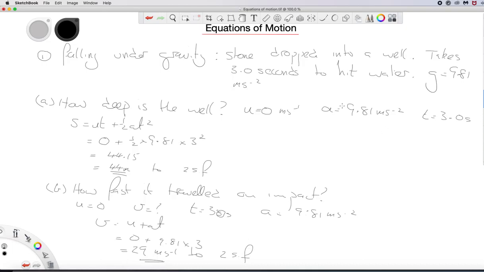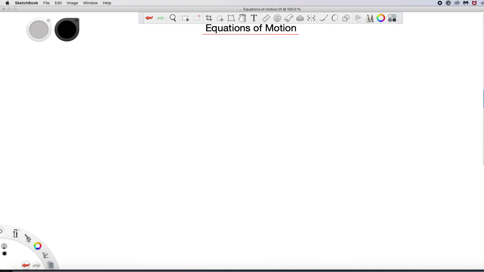So, there's an example of our first scenario, nice and straightforward. Let's then consider firing something vertically upwards. This is our second scenario.